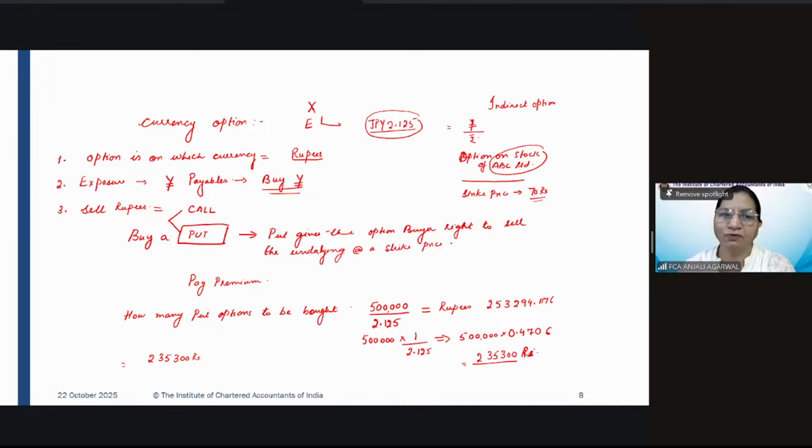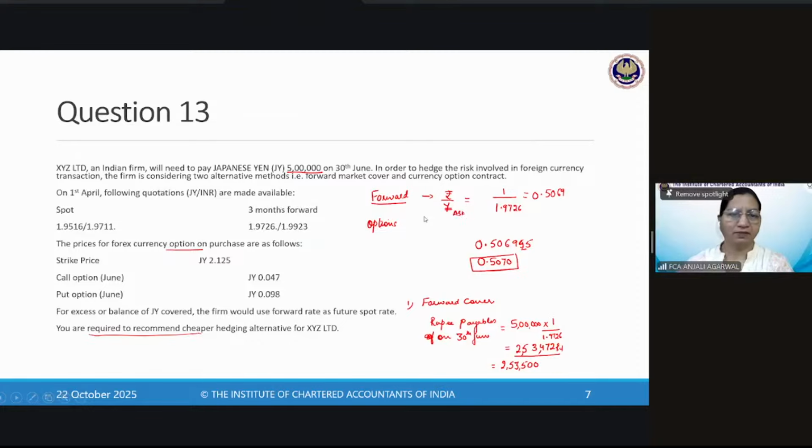If you had to buy rupee, that means sell the yen. Had you been an exporter, then you would have gone for a call option, right? So once again, look at this question. Price for foreign currency options are this. Strike price on rupee.